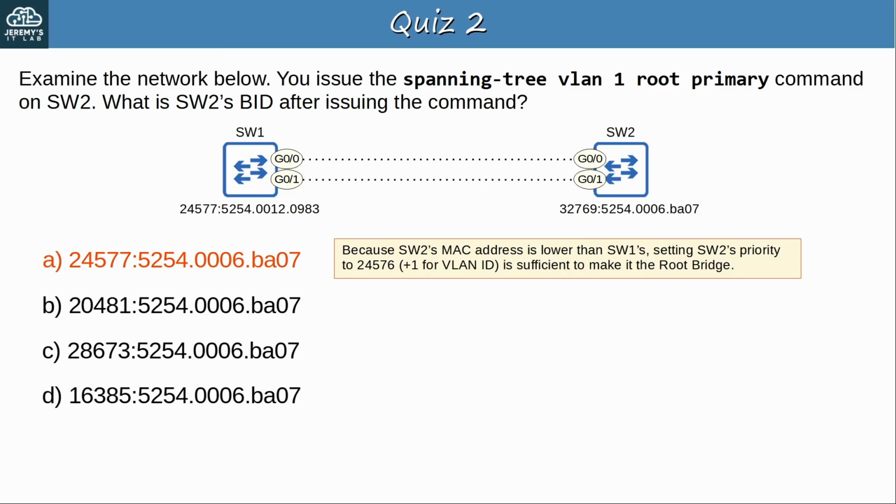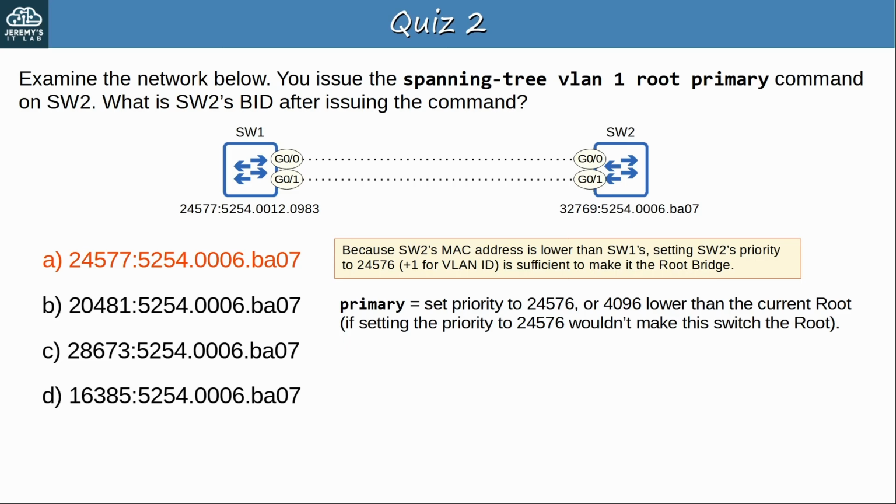Because switch 2's MAC address is lower than switch 1's, setting switch 2's priority to 24576 plus 1 for the VLAN ID is sufficient to make it the root bridge, even though switch 1 and switch 2's priority values are tied. Remember, the primary option for this command tells the switch to set the priority to 24576, or 4096 lower than the current root, if setting the priority to 24576 would not make this switch the root. Okay, let's go to question 3.